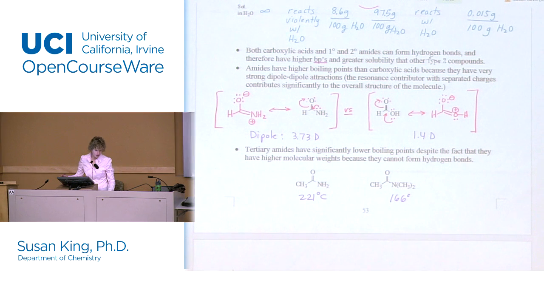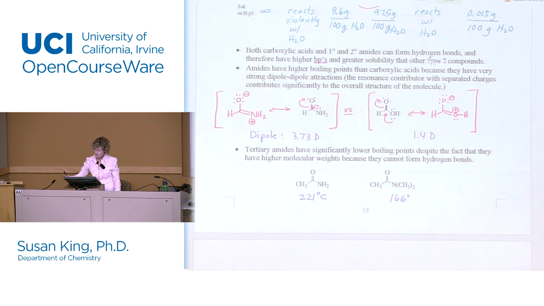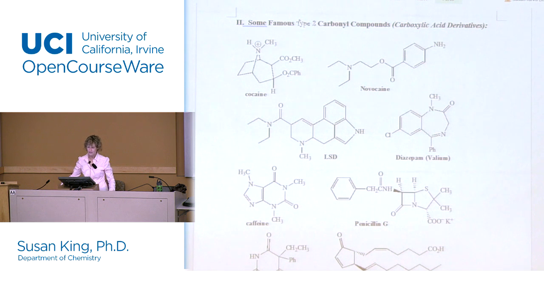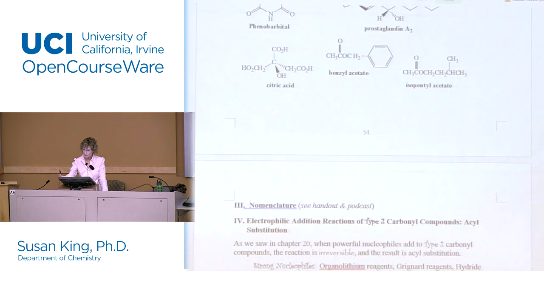Some famous type 2 carbonyl compounds. Cocaine. What functional group do we have in that one? Esters, right? Novocaine, esters. LSD, amide. Valium, amide, right? These are all type 2 carbonyls.